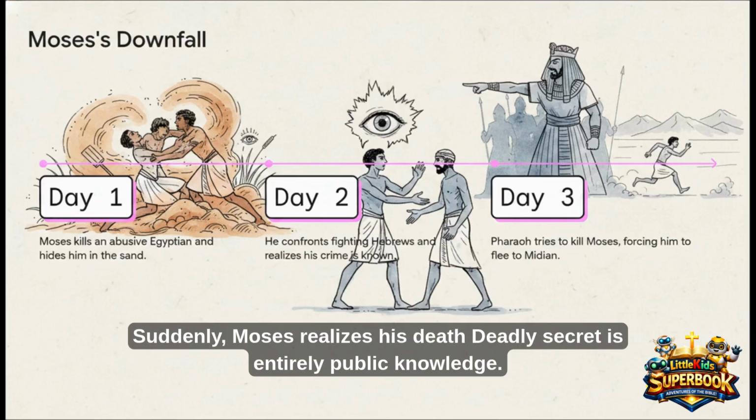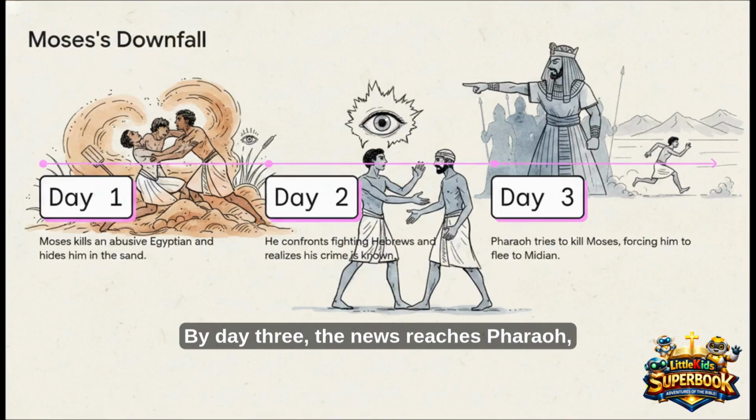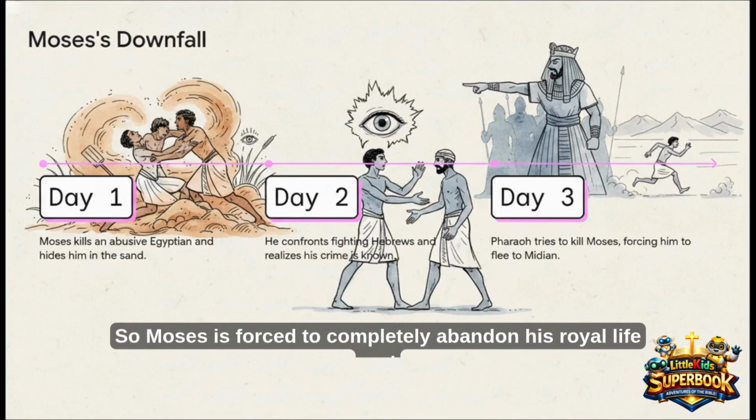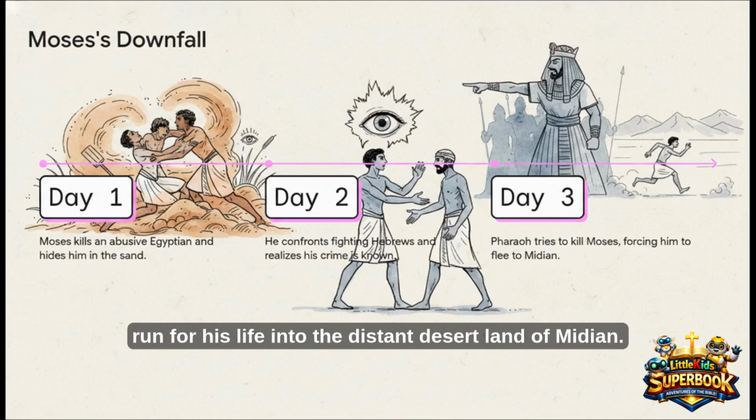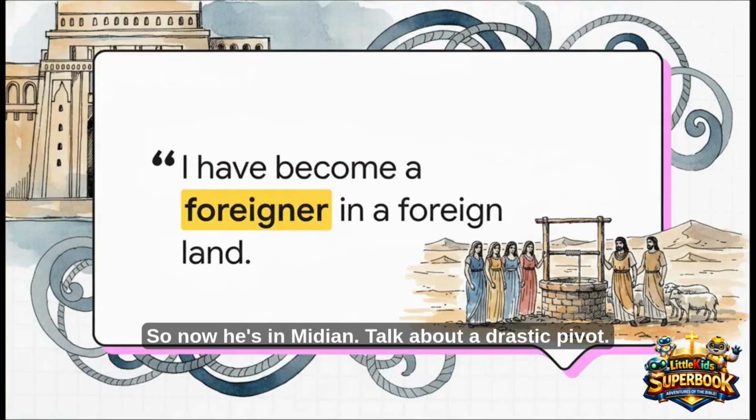Boom. Suddenly Moses realizes his deadly secret is entirely public knowledge. By day 3, the news reaches Pharaoh, who immediately tries to have Moses executed. So Moses is forced to completely abandon his royal life and run for his life into the distant desert land of Midian. So, now he's in Midian. Talk about a drastic pivot.